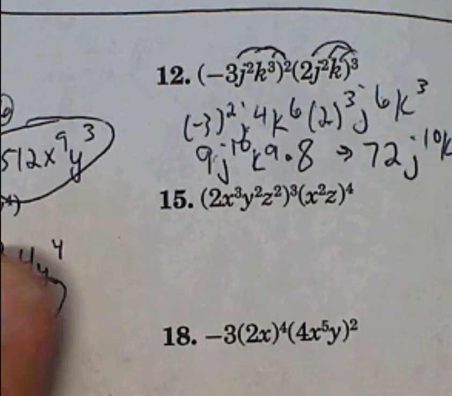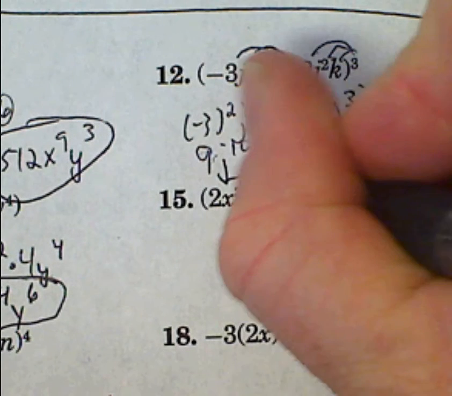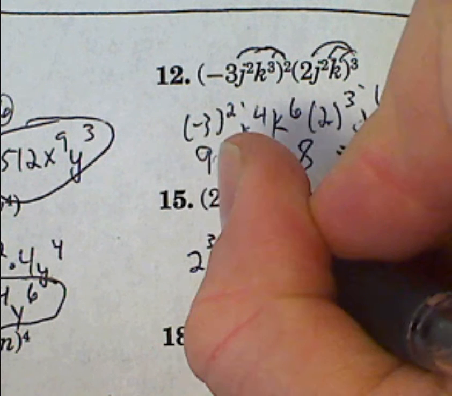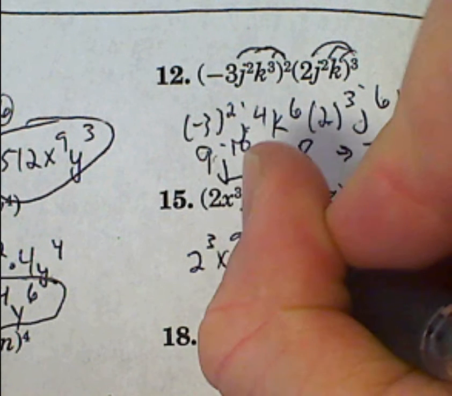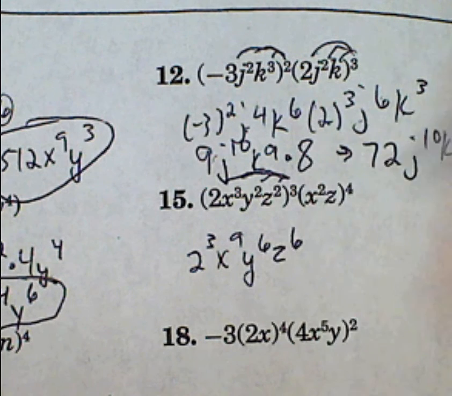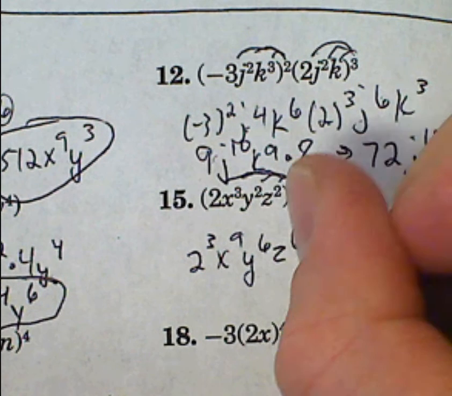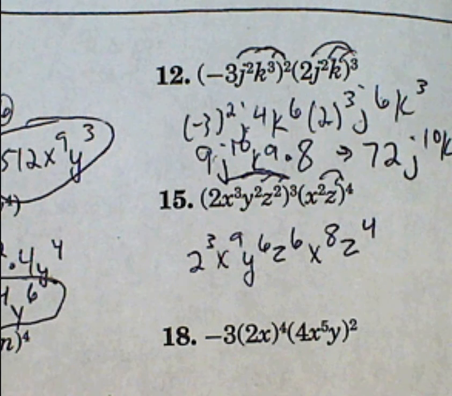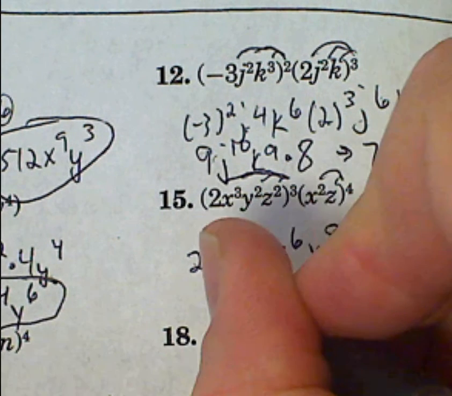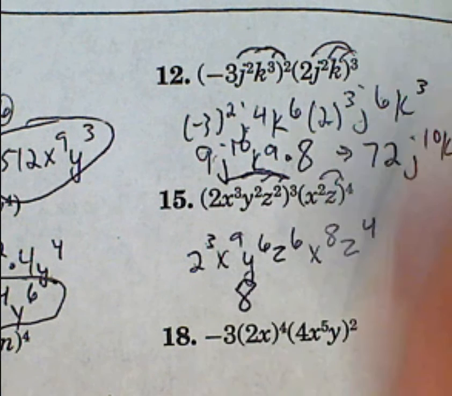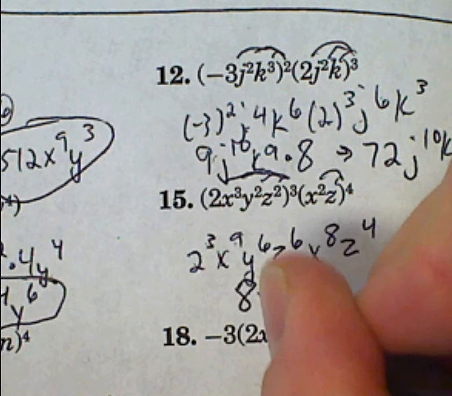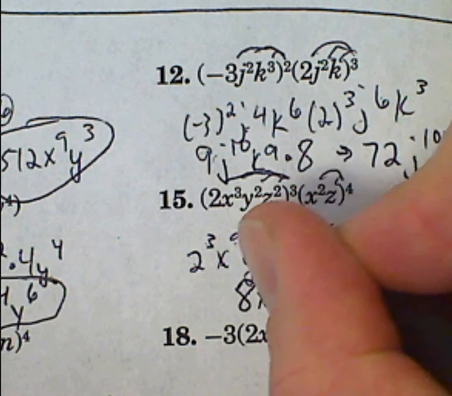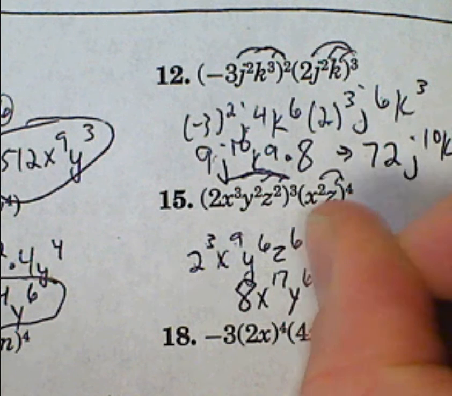Number 15. I'm going to give the 3 to everything on the inside, so that's 2 to the 3rd, x to the 9, y to the 6, z to the 6. I'm going to give the 4 to both. That's x to the 8, z to the 4. So 2 to the 3rd becomes 2 times 2 times 2 is 8. X to the 9, x to the 8 becomes x to the 17. Y is by itself. Z to the 6, z to the 4 becomes z to the 10.